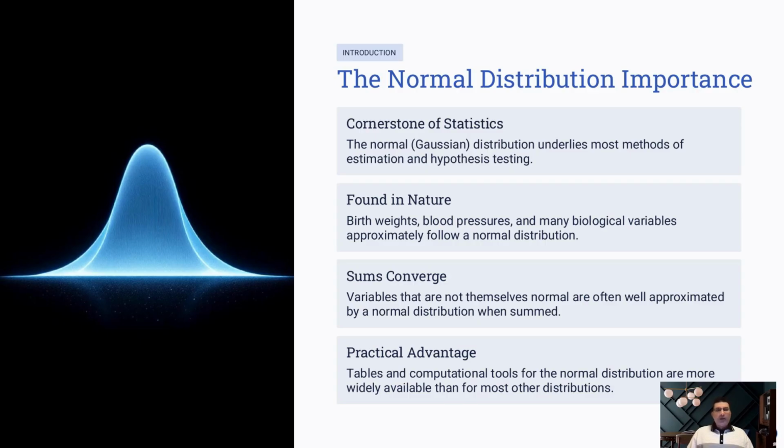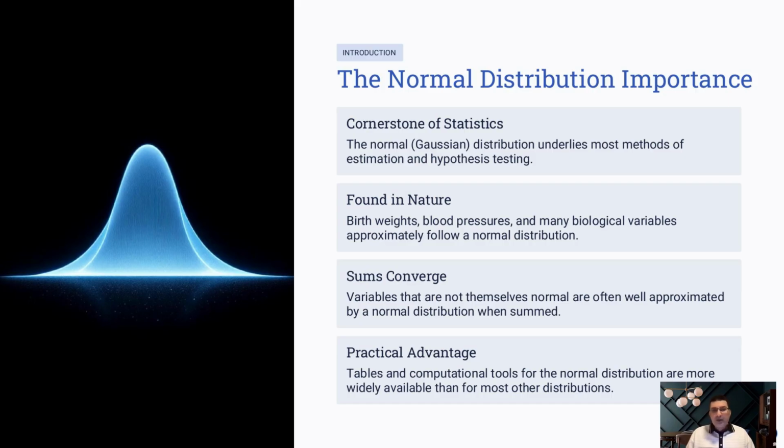Alright, now let's talk about one of the most important ideas in all of statistics, the normal distribution. You'll see it everywhere. In fact, a lot of the methods we use, like estimation and hypothesis testing, are built around it. What's interesting is that it shows up naturally in real life. Things like birth weights or blood pressure measurements often follow this familiar bell-shaped pattern.